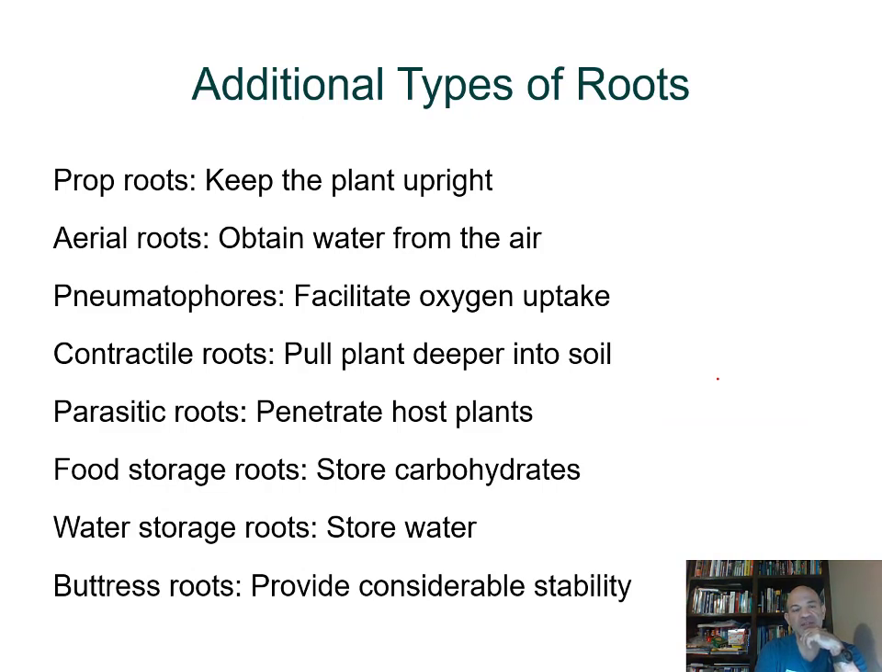There's going to be other kinds of roots. Here's a short list of some of the different kinds. They include prop roots, which function to help hold the plant up. Aerial roots, which are on plants just living in the air. They're maybe growing on another plant.